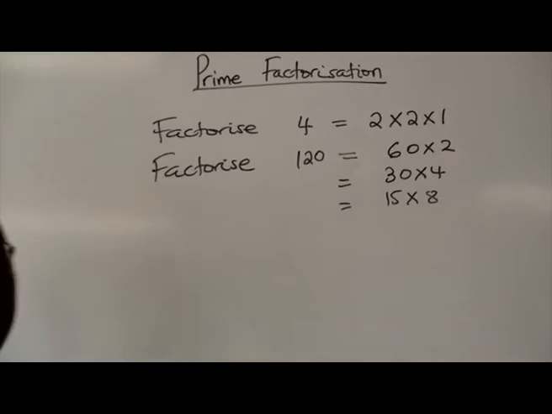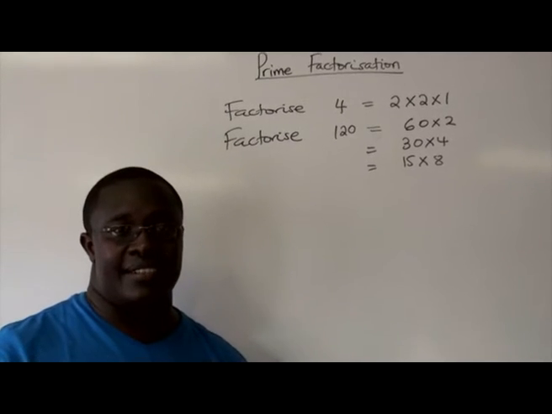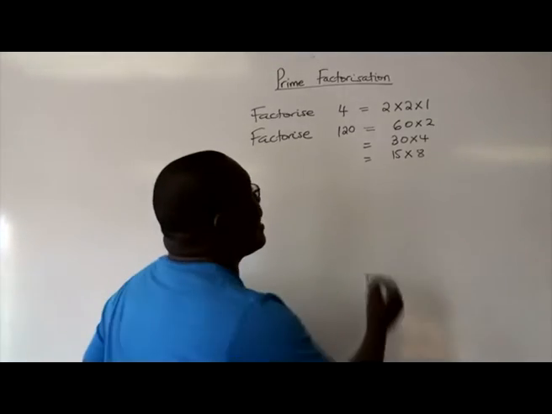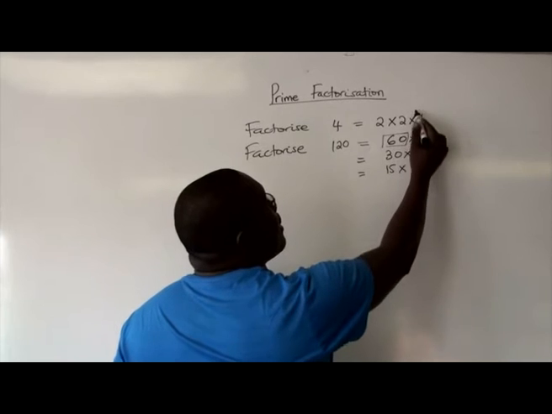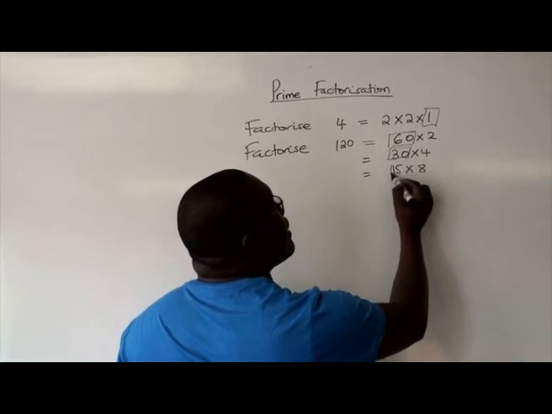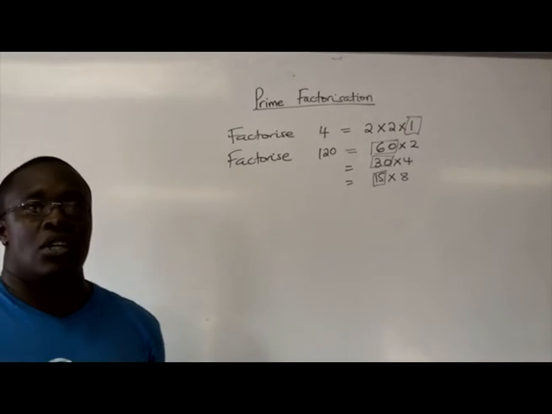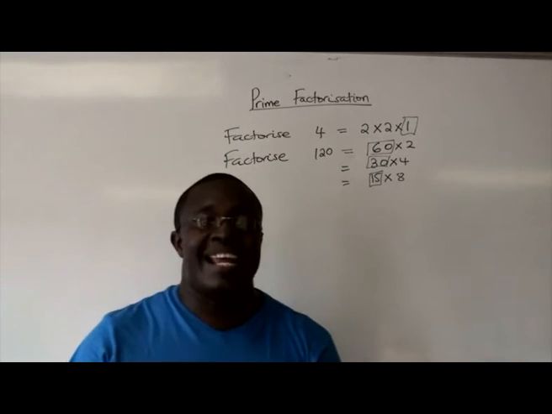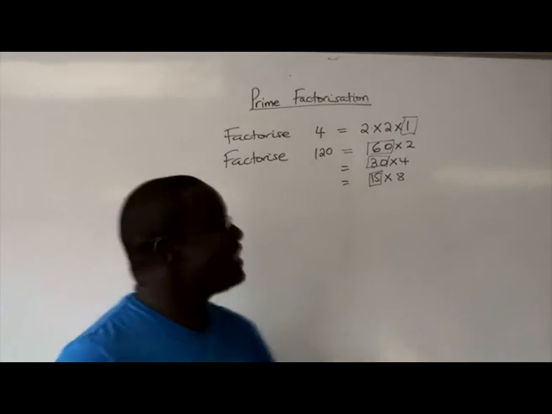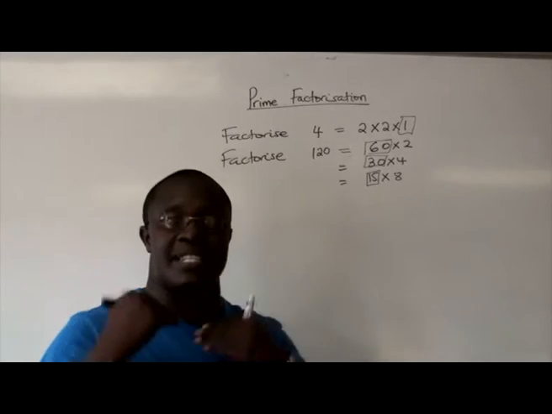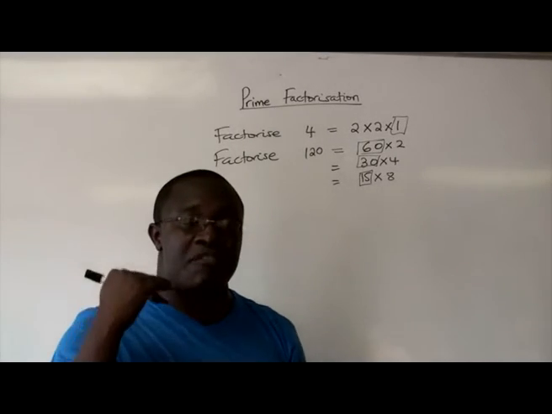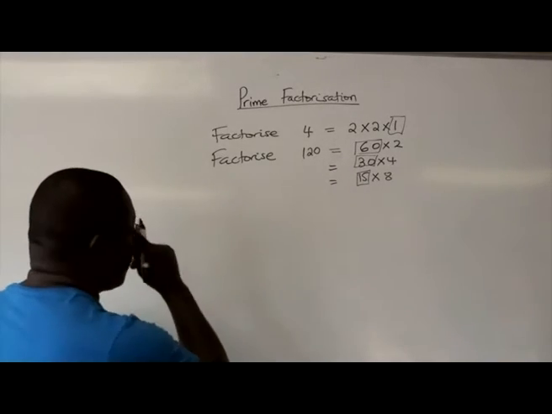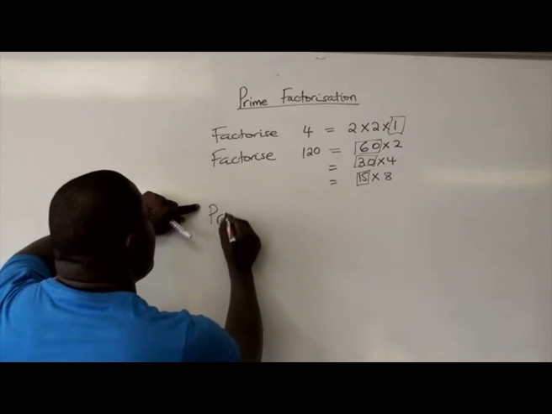But when it comes to prime factorization, you want to be able to use only prime numbers. In this case, this is not prime, this is not prime, this is not prime, this is not prime. So we want to achieve a situation where you are only multiplying by prime factors. These are just factors, but you want to be specific and say that the factor doesn't have factors of its own. You get it?